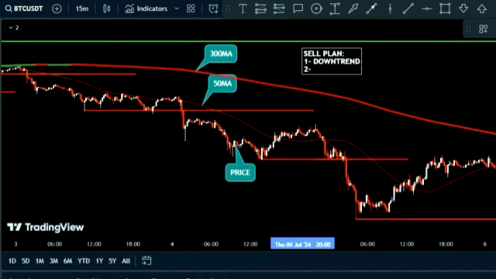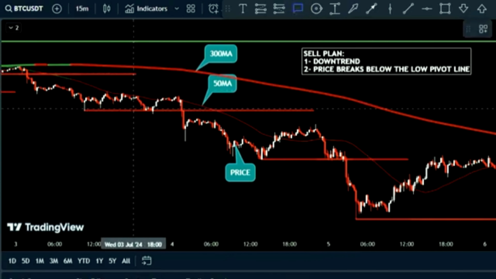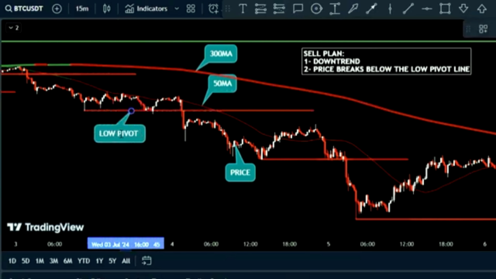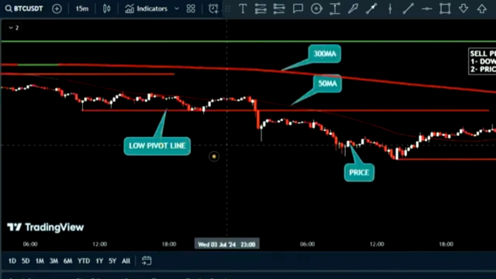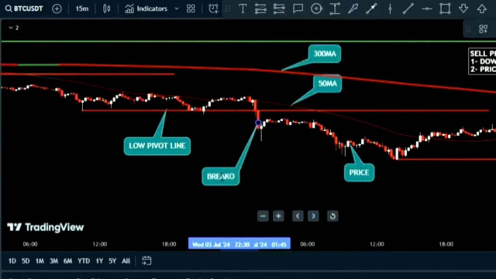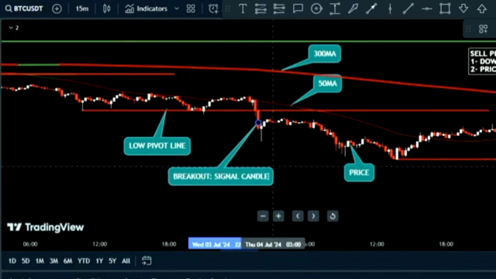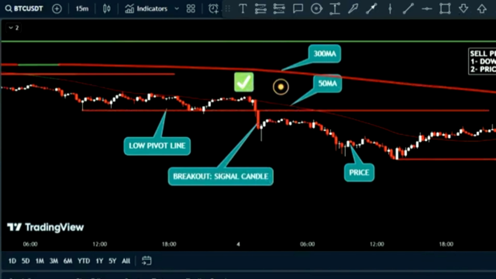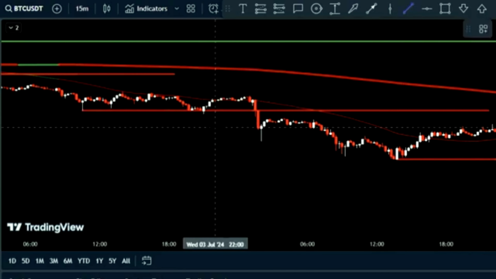Next, identify a significant pivot low line on the chart which acts as a potential turning point for the market movements. Once the pivot low line has been established, patiently wait for a bearish breakout that signals a possible continuation of the downtrend. After confirming a bearish breakdown and the candles close, enter a sell trade.